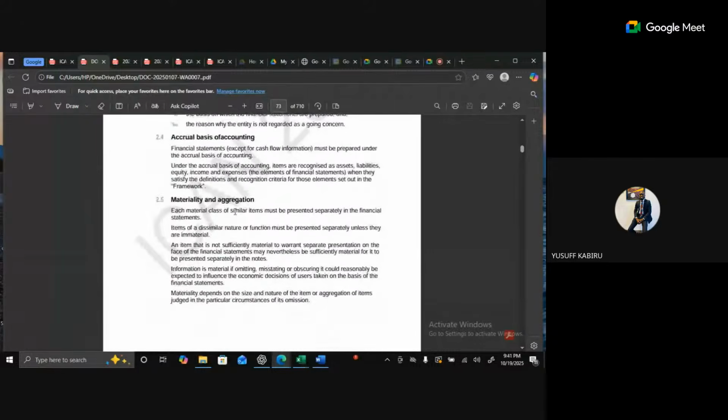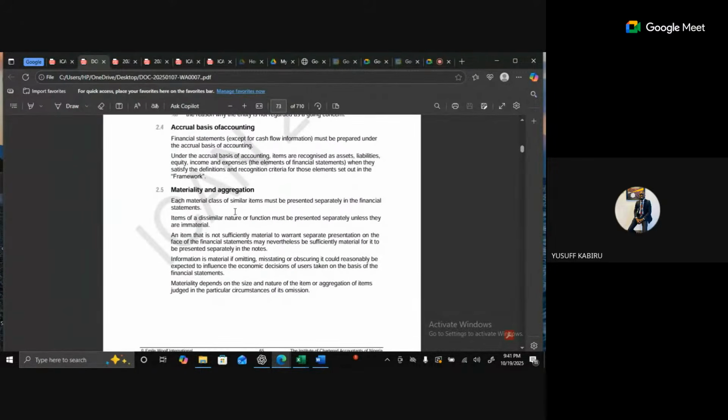Then when we talk about accrual basis, just as the name implies, it means that every line item you are presenting on the face of the financial statement is not on a cash basis. That is to say, you record a transaction when that transaction takes place, and not necessarily when you pay out cash or when you receive cash for the purpose of that transaction. So that is simply what accrual basis is. So the income statement and the statement of financial position are all prepared on accrual basis, right?